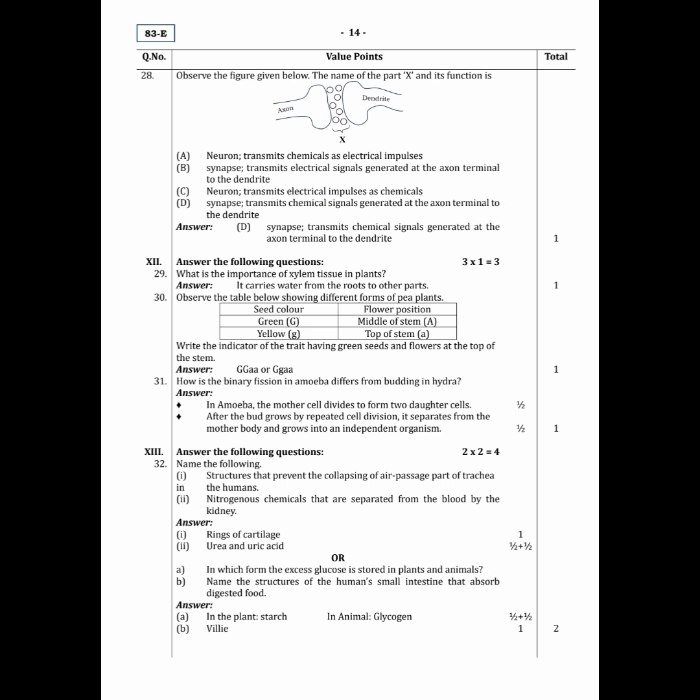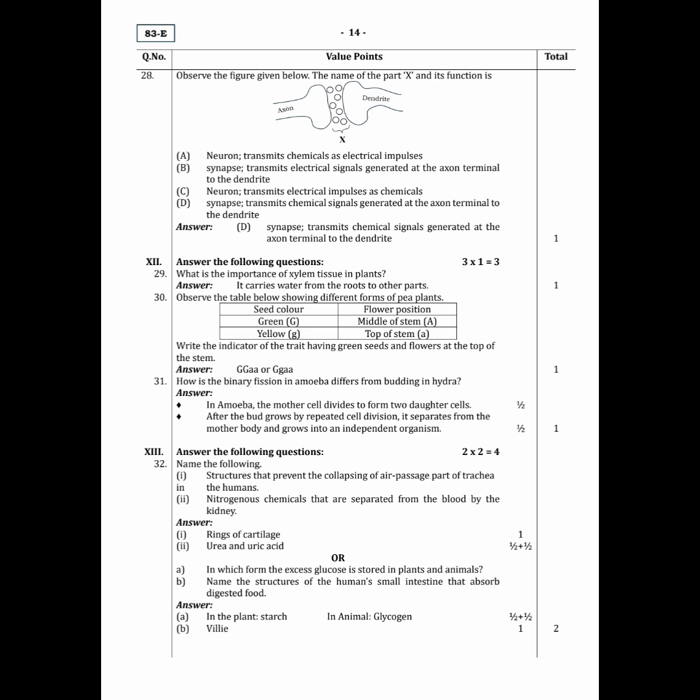Question number 30. Observe the table below showing different forms of pea plants. Seed color, green, capital G, and yellow, small g. Flower position, middle of stem, capital A, top of stem, small a. Write the genotype of the plant having green seeds and flower at the top of the stem. Answer, capital G, small a, or capital G, small a, small a.